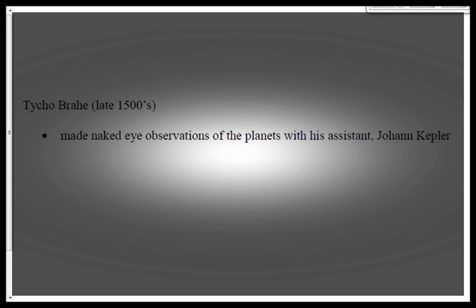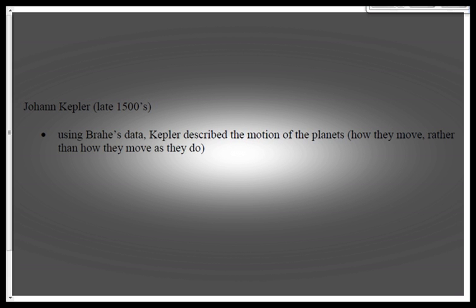Tycho Brahe, along with his assistant, Johann Kepler, made observations of the sky, the planets, the stars. They took measurements: angles and distances and times and all kinds of different measurements. Tycho Brahe didn't live long enough to do anything with that data. Johann Kepler, his assistant, did. Johann Kepler formulated 3 laws that describe the motion of the planets.